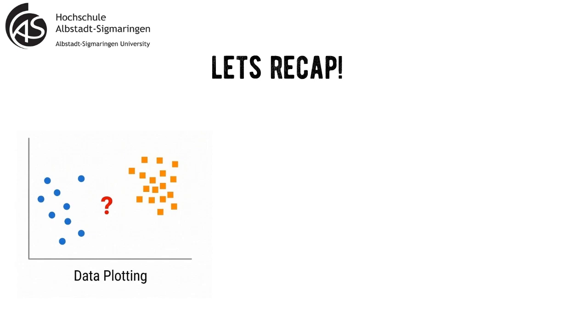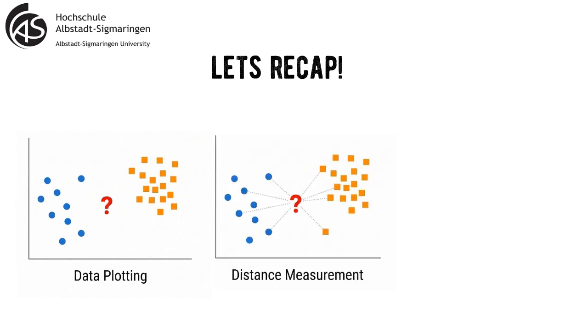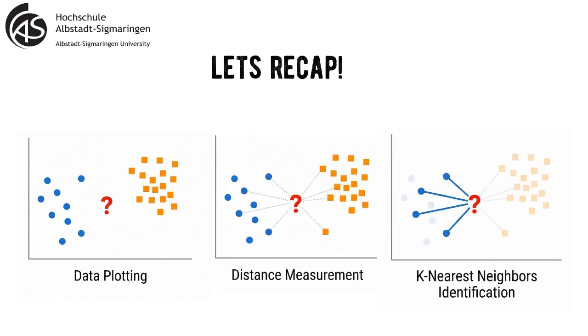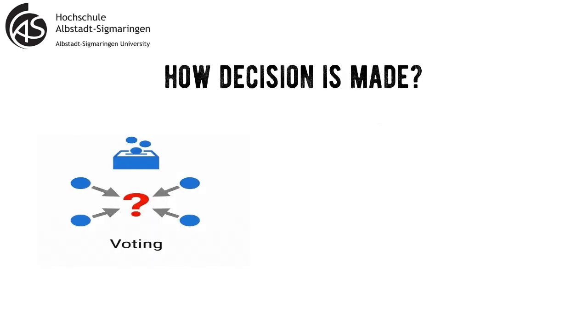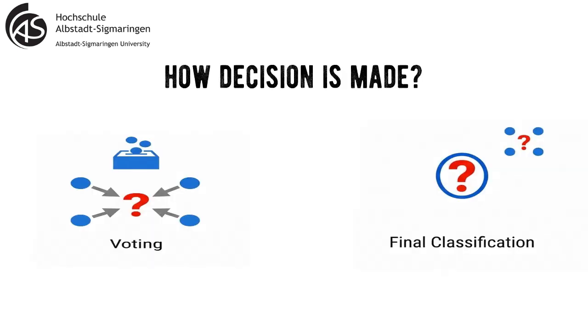KNN figures out what the unknown is by looking at the known things around it. It plots the data, measures the distances, checks the K number of closest neighbors, and lets them vote to make a decision. It reminds us that whether you are a complex artificial intelligence or just a person navigating the world, sometimes the best way to understand something new is simply to look at the company it keeps.